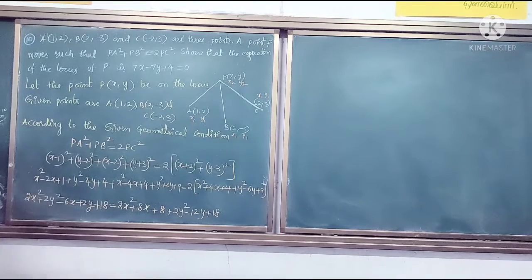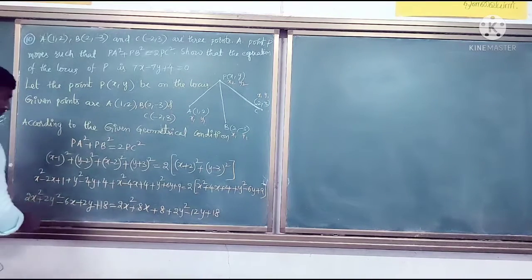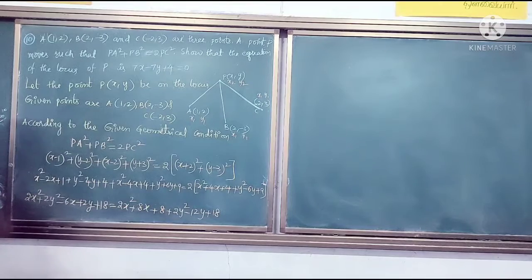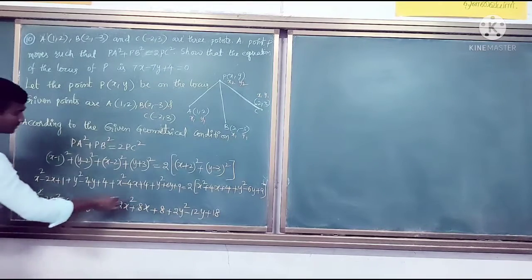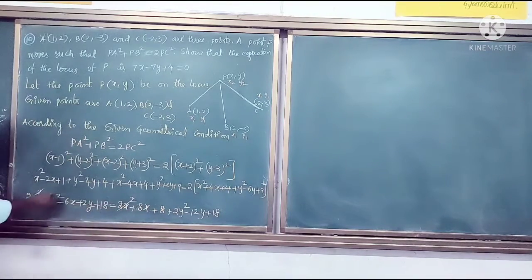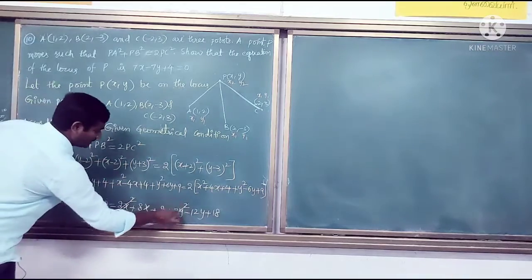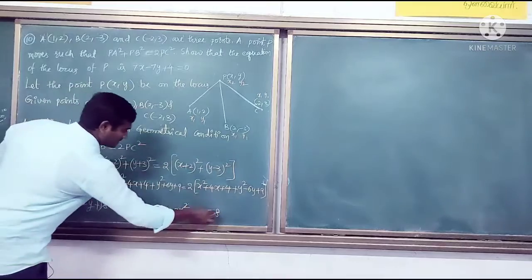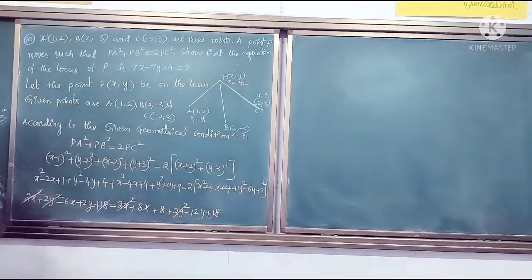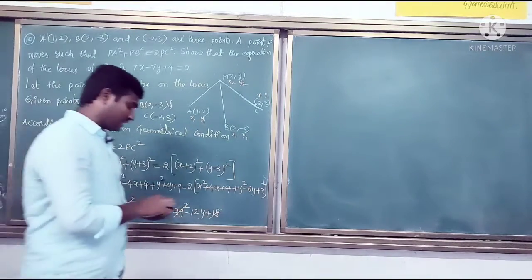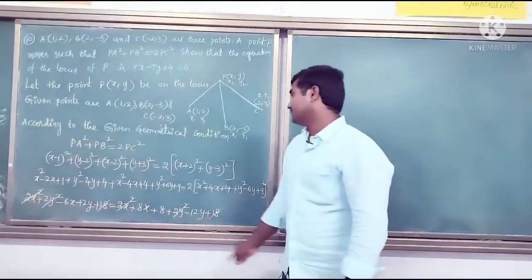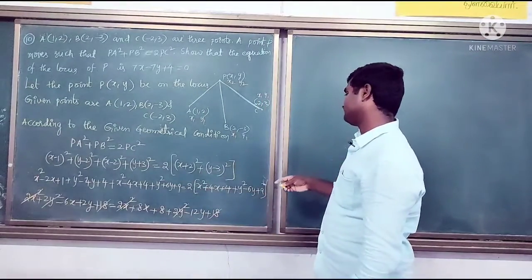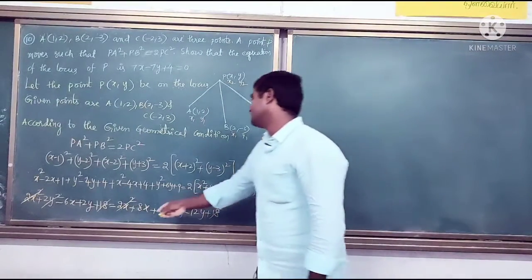So now, is any cancellation possible between the left side and right side? Yes, 2x² we have on both sides, it becomes 0. 2y² we have on both sides, it becomes 0. Plus 18 on both sides, 0. So the leftover terms: minus 6x on this side, and 8x is there.